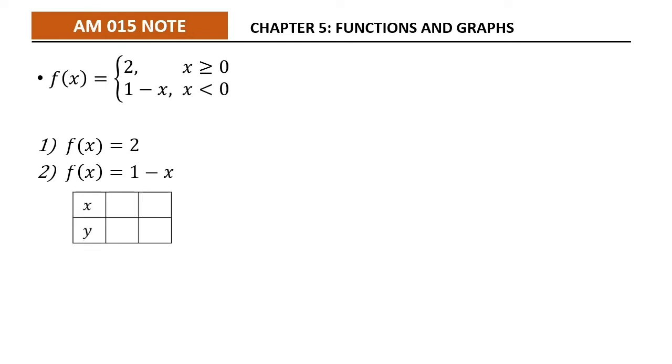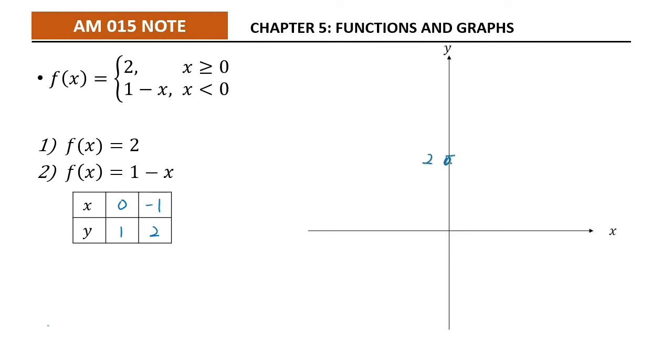So for a linear graph, we need 2 points. When x equal to 0, y equal to 1. And the other point, x less than 0, so we need the other point in the domain, say negative 1. So when x equal to negative 1, y equal to 2. And then sketch graph. First, f(x) equal to 2, here included 2 for x greater than or equal to 0. And then second, f(x) equal to 1 minus x.